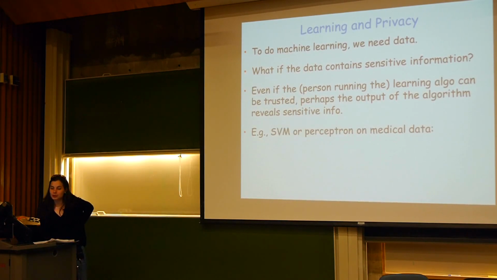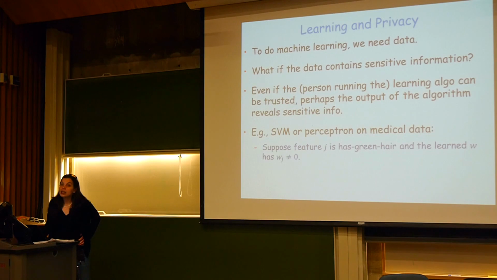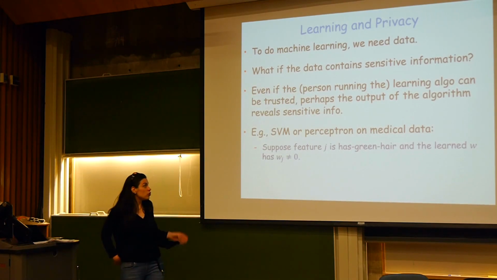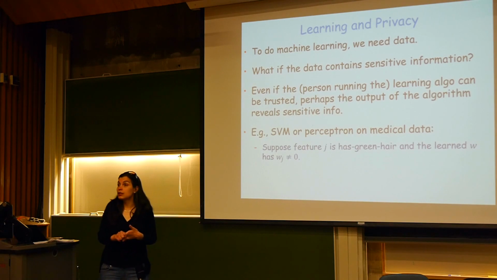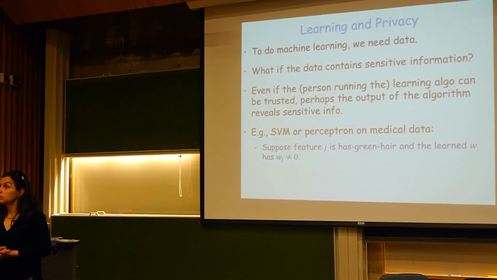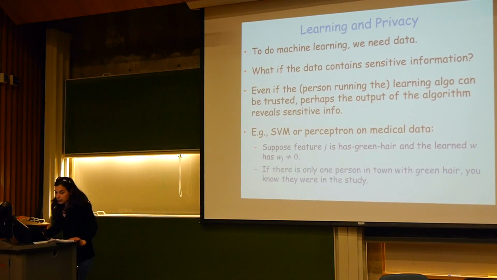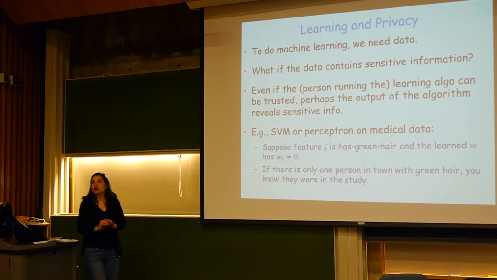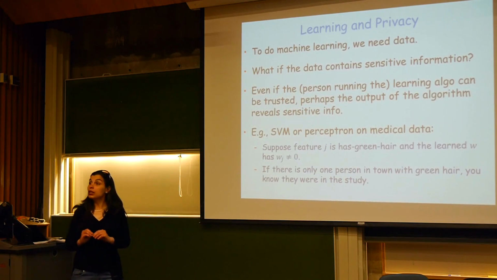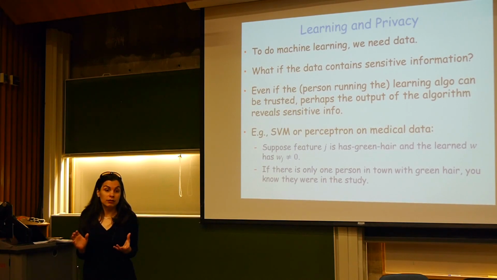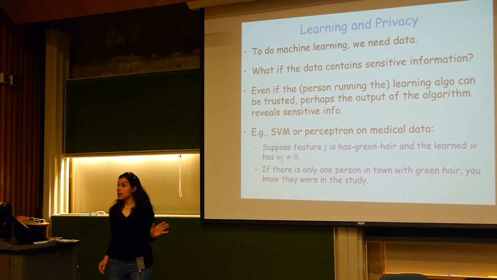Or even a more technical example. Imagine that we are doing, say, SVM or perceptron on medical data. Suppose that we have a feature j that is whether the person has green hair or not, and assume that we've learned a w that has a non-zero weight on that feature. Now, if you think about how perceptron and SVM operate, this implies that if there is only one person in town that had green hair, then we immediately know that that person was in our data set. So we already learned information about that person, and that's not necessarily desirable.